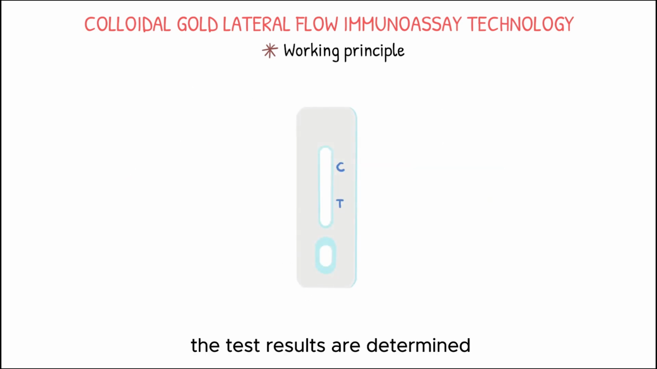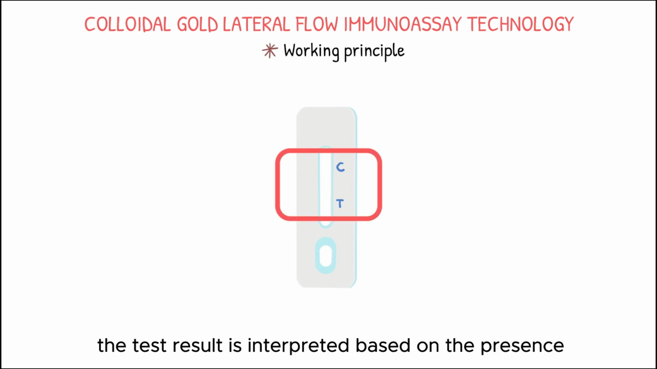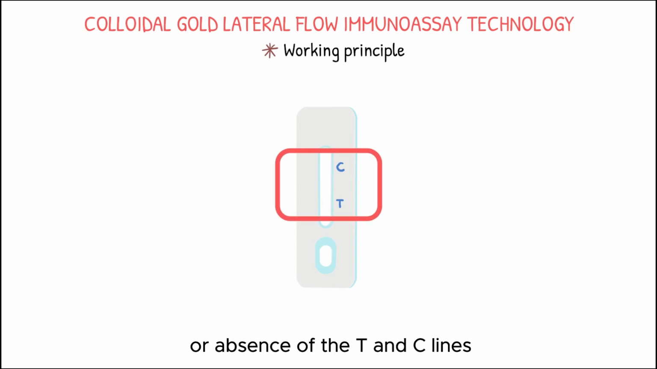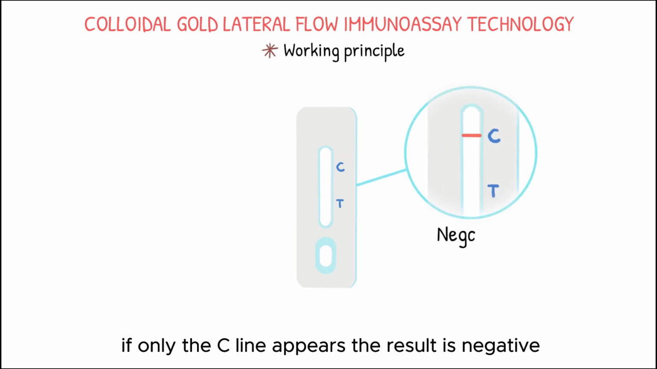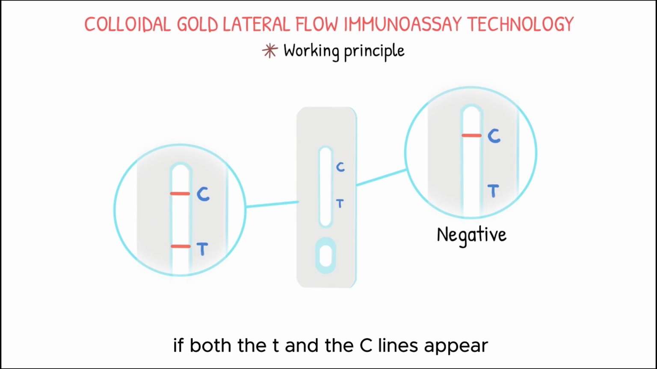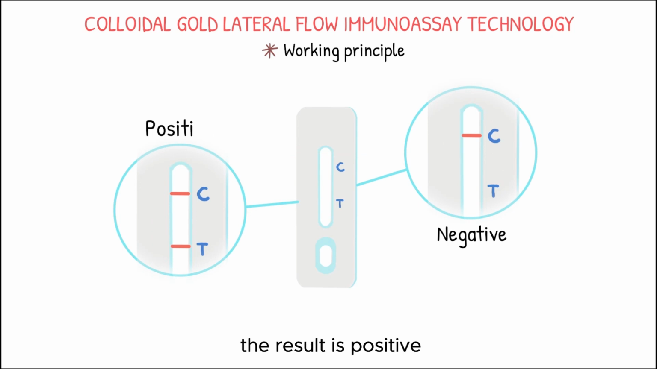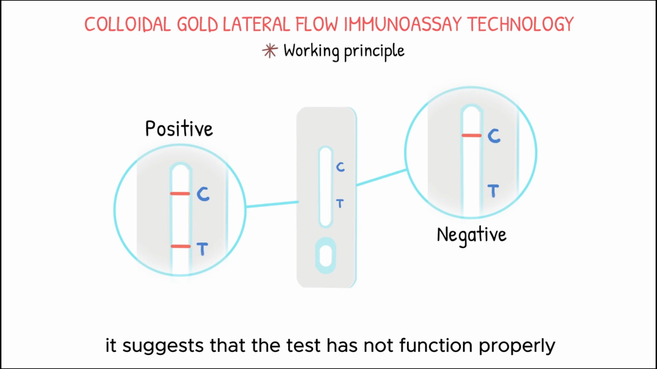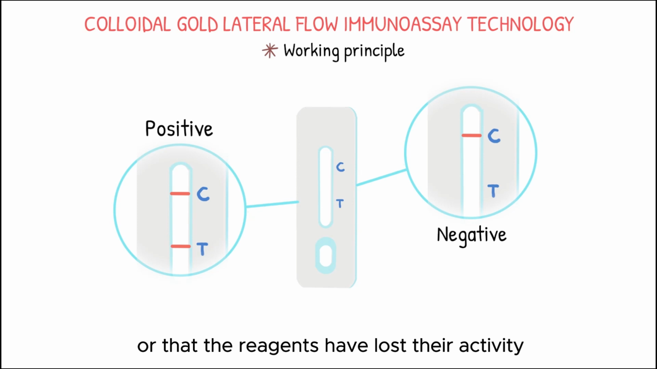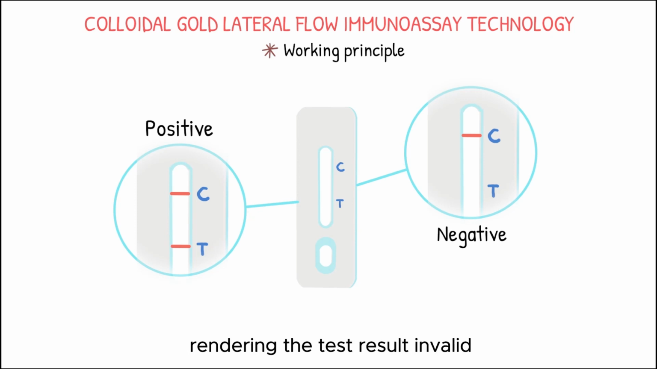The test results are determined qualitatively as follows. The test result is interpreted based on the presence or absence of the T and C lines. If only the C line appears, the result is negative. If both the T and the C lines appear, the result is positive. If the control line, the C line, does not appear, it suggests that the test has not functioned properly or that the reagents have lost their activity, rendering the test result invalid. In such cases, the test should be repeated.